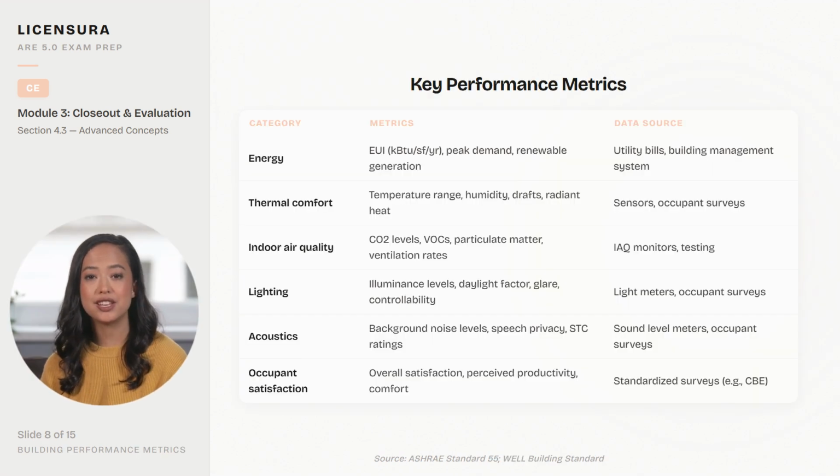This key performance metrics table lists the specific measurements used to evaluate building performance after occupancy. Energy use intensity in BTU per square foot per year. Thermal comfort measured by ASHRAE 55 standards. Lighting levels compared to IES recommendations. Indoor air quality measured against ASHRAE 62.1 ventilation rates. And acoustic performance compared to background noise criteria. Each metric has an established benchmark that the building should meet or exceed.